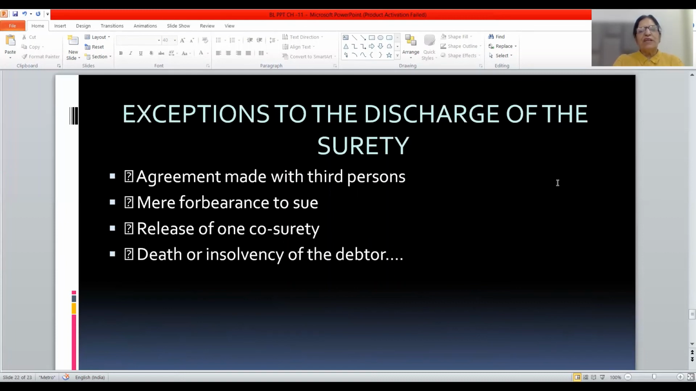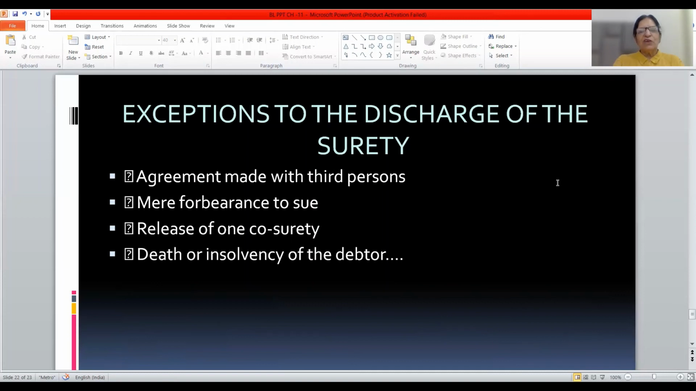Second is mere forbearance to sue. The debt has become due for payment, but the creditor has not filed a suit against the debtor. Then the surety will not be discharged from his liability. Next is release of one co-surety. You all know, friends, at least the person who has been so released will not be called upon by the creditor to make the entire payment. So release of one co-surety does not mean release of all. So other co-sureties will not be released from their liability.